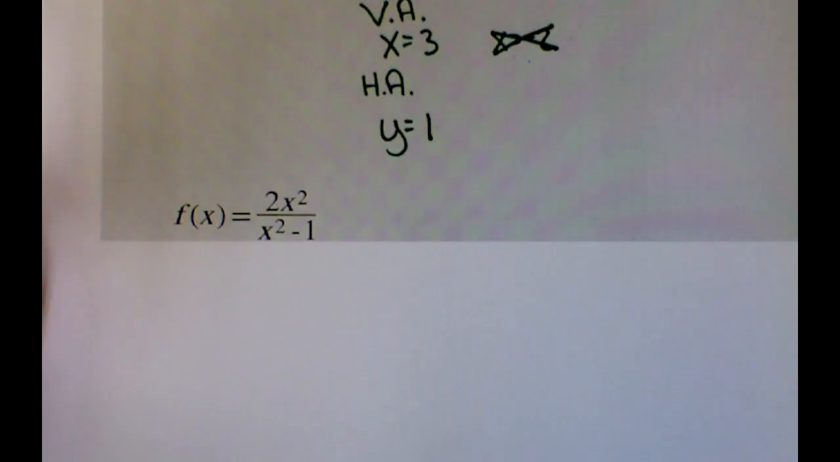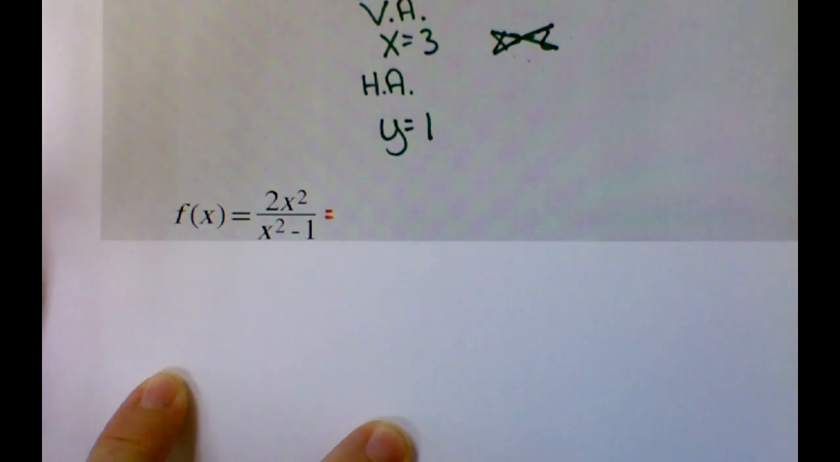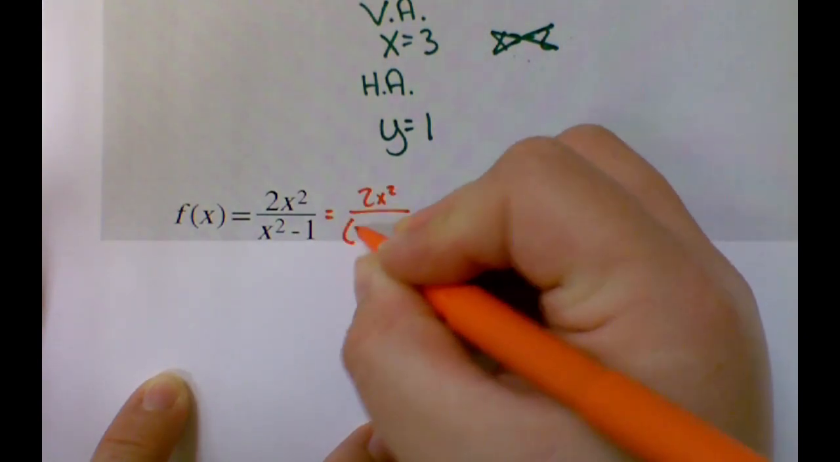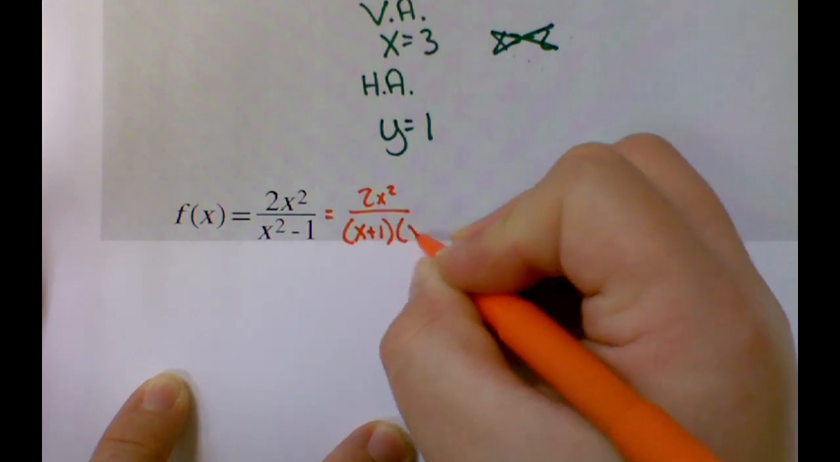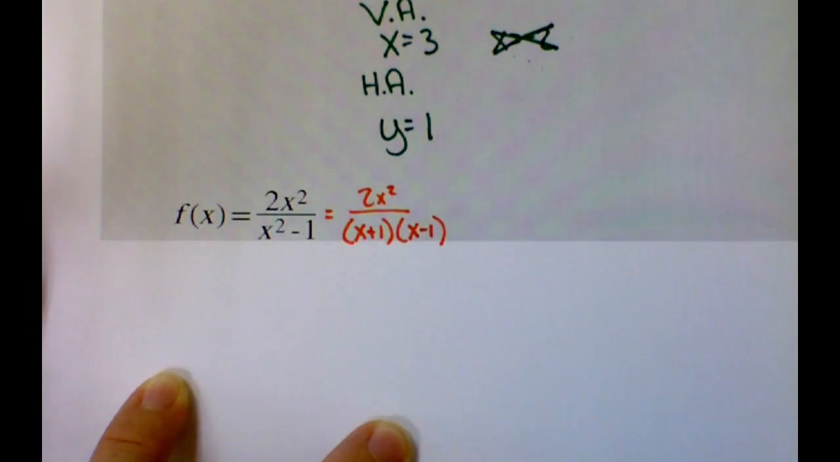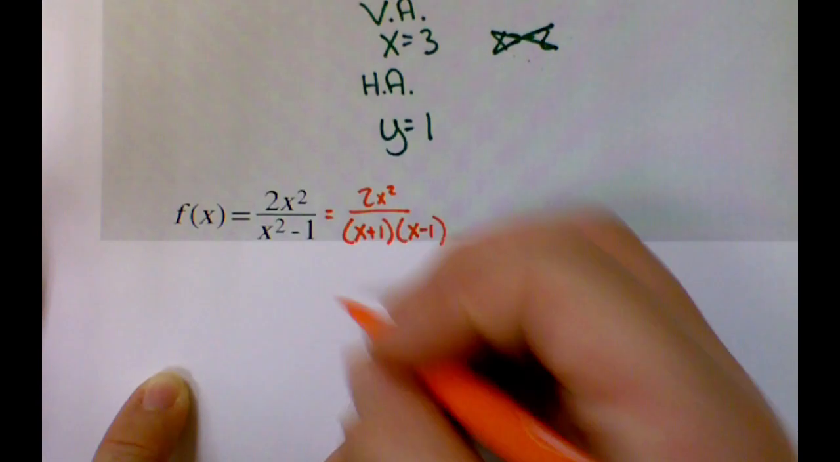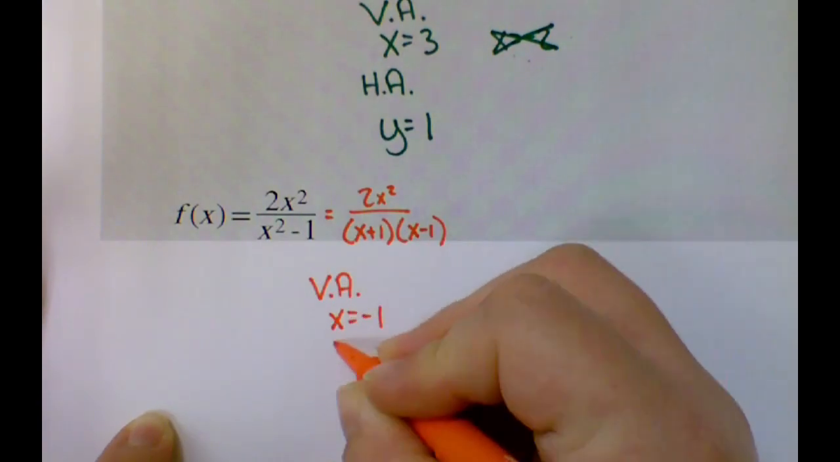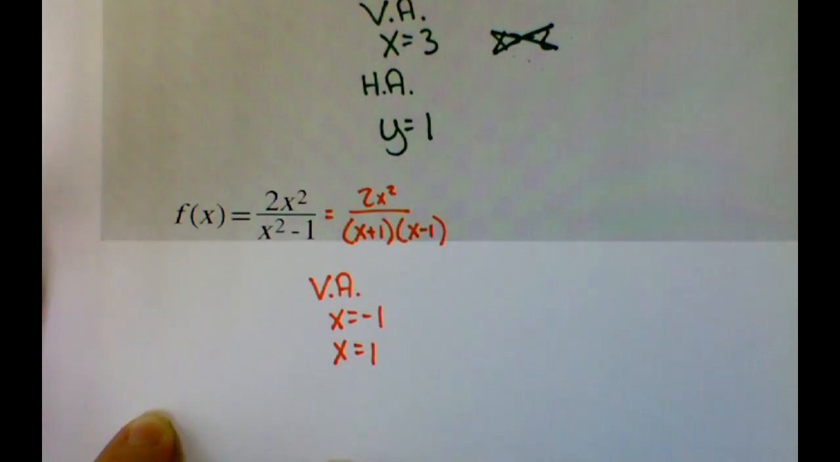For my second problem here, we are going to factor the numerator and the denominator as much as I can to find my vertical asymptotes. Well, the numerator can't really be factored. The denominator is x plus 1 times x minus 1. Notice none of those factors cancel. So my vertical asymptotes, there are 2 of them. X equals negative 1 and x equals positive 1.